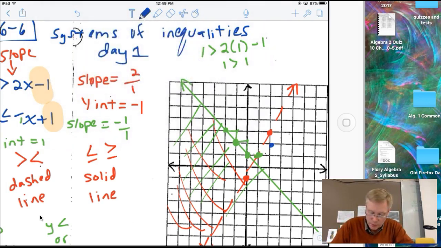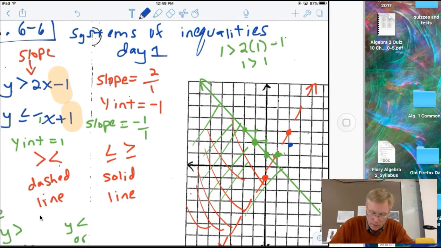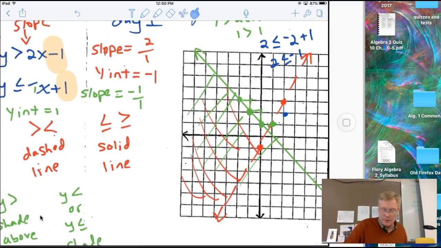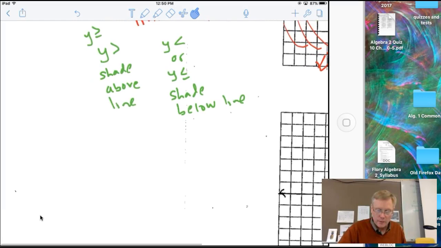maybe I'll use 2, 2 for the red line. That's clearly below it. If I plug in 2, 2, you get 2 is less than or equal to negative 2 plus 1, which means 2 is less than or equal to negative 1, and that would be false, which means it would be the other side of the red line. So you could do it that way, not necessarily the way I like to do it. But that's one way to do it with the double shading. The next one, I'm going to show you a slightly different way to do it.